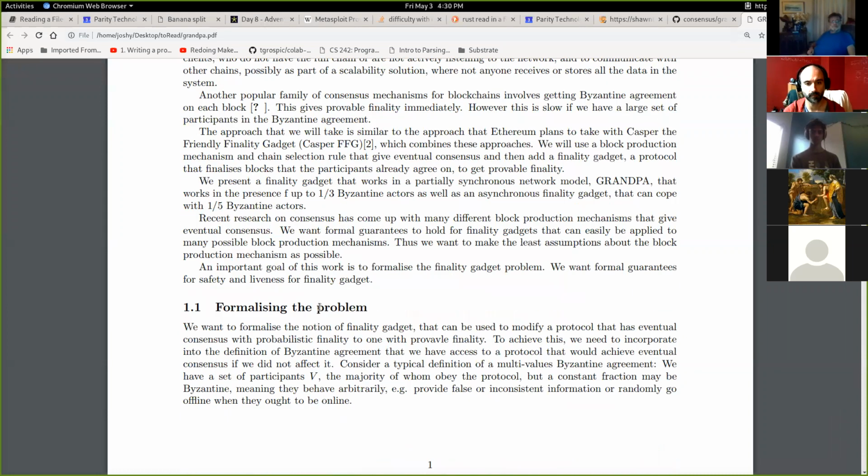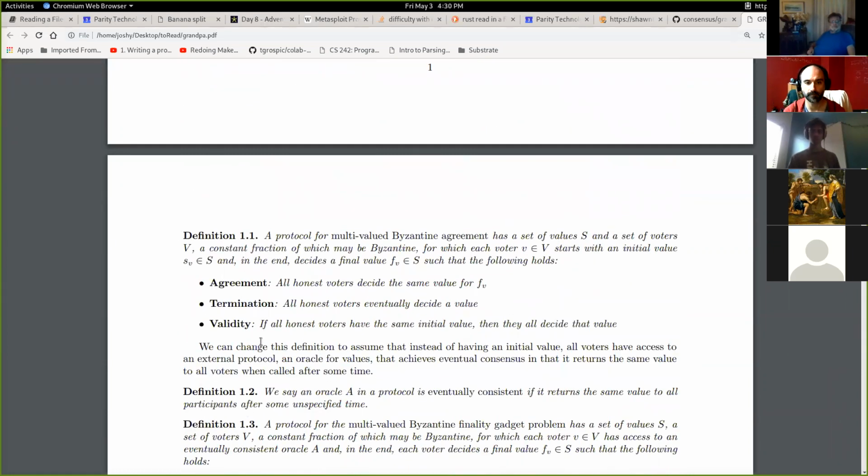Well, do you want to just dive in on one of these, like one of their first examples here? Let's do it. Okay. So a protocol for a multi-valued Byzantine agreement has a set of values S, a set of voters V, a constant fraction of which may be Byzantine, for which each voter starts with an initial value. Yeah, so this is the initial values that I was talking about, and in the end decides a final value with these properties.